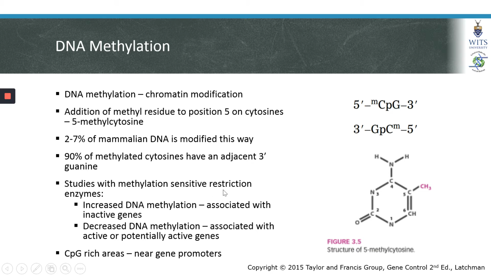Studies have used methylation-sensitive restriction enzymes in order to investigate how DNA methylation impacts on gene expression. A methylation-sensitive restriction enzyme is able to cleave DNA that is not methylated, but is unable to cleave DNA that has a methyl residue. In this way, it is possible to investigate which residues are methylated and correspond this to the expression of genes. From these studies, we have found that increased DNA methylation is associated with inactive genes, and decreased DNA methylation is associated with active or potentially active genes. Gene promoters have also been shown to have areas rich in CG dinucleotides, or CpGs.